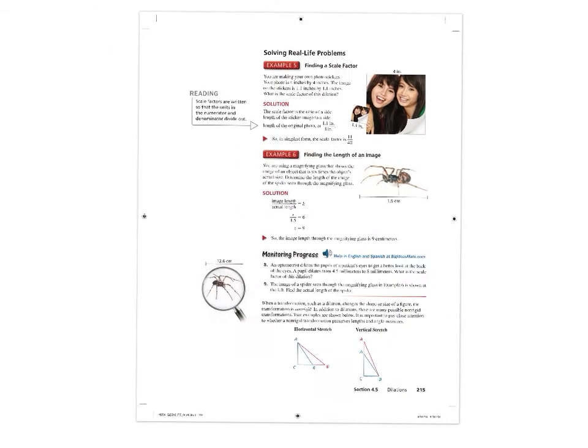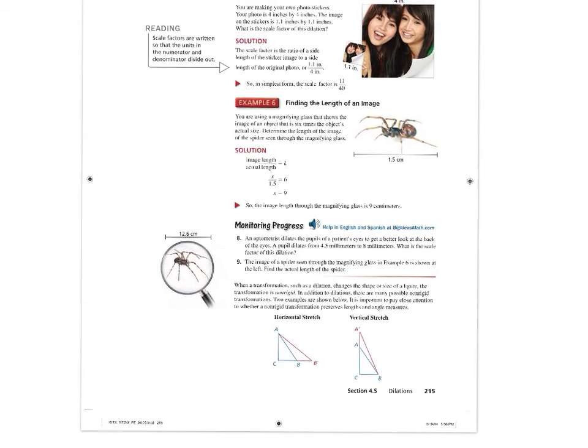And then we see at the bottom of the page a horizontal stretch versus a vertical stretch. When transformations such as dilations change the shape or size of a figure, the transformation is non-rigid. In addition to dilations, there are many possible non-rigid transformations. 2 examples are shown below. It is important to pay close attention to whether a non-rigid transformation preserves length and angle measures.